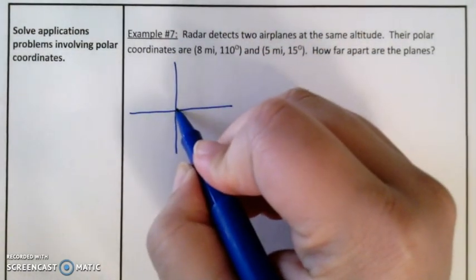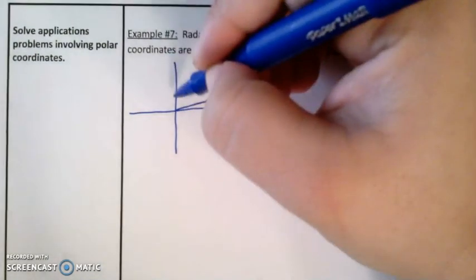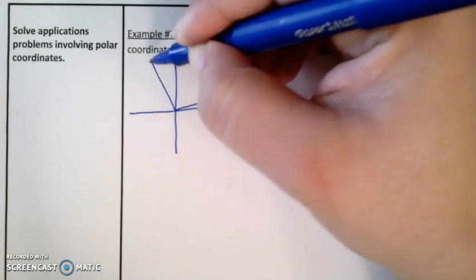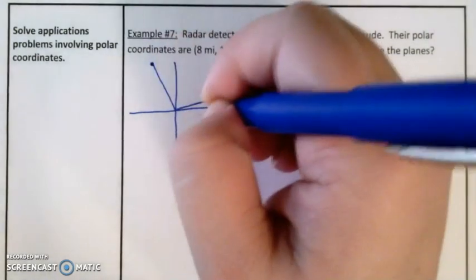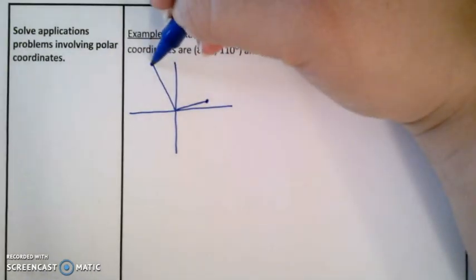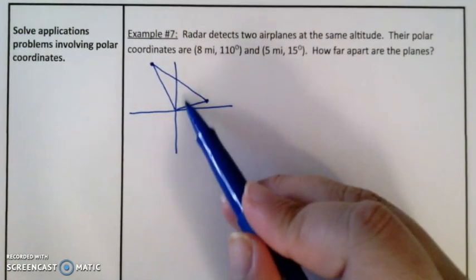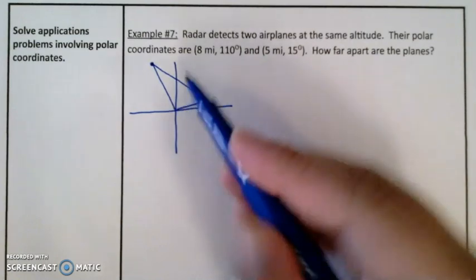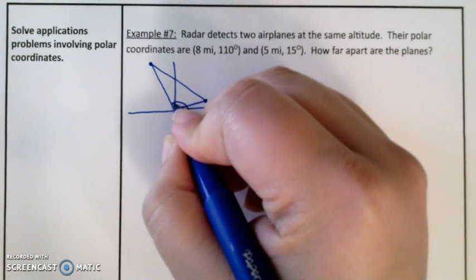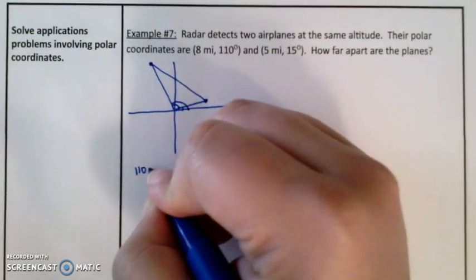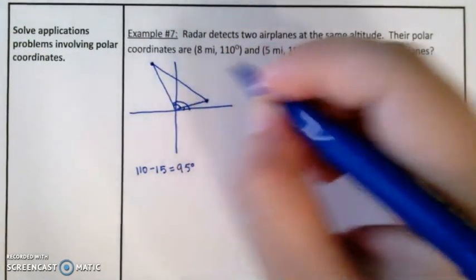At 15 degrees and 5 miles out, we'll say it's about there. And then 110 degrees and 8 miles out is going to be somewhere, something like that. Okay, just a sketch. Now we want to know how far apart the airplanes are, so I'm going to draw in here the other leg of a triangle. Now we cannot assume that this is a 90-degree triangle, and in fact we can find this angle, because if this is 15 and this is 110, then this angle here is going to be 110 minus 15, which is 95 degrees. So notice it is not a right triangle.